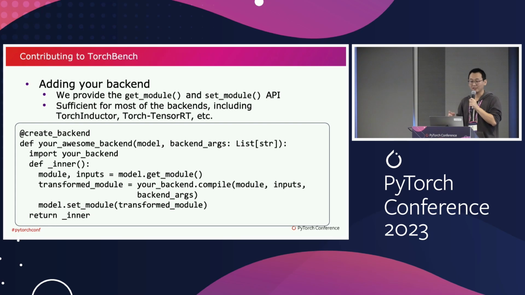The get module interface will return a tuple which contains the torch.nn.Module. The second return value is a set of example inputs. With these return values, you can compile your model with the backend, optionally pass in some arguments to configure your backend, and finally set the transformed module back to the TorchBench model. Then we can integrate it into the framework so that you can gain all the performance metrics you need.